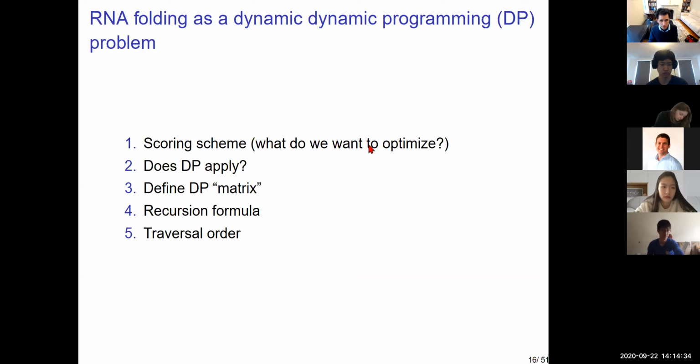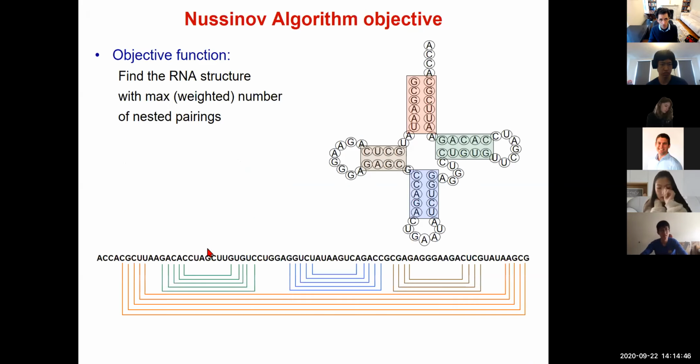So the question is, what do we want to optimize? Does dynamic programming actually apply? What is that dynamic programming matrix? How do we define the recursion formula? And in what order do we traverse? That's where the Nussinov algorithm comes in. The objective function is to find the RNA structure with the maximum weighted number of nested pairings.